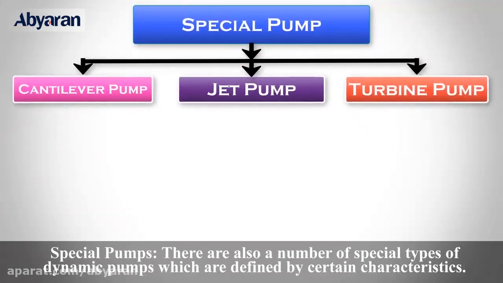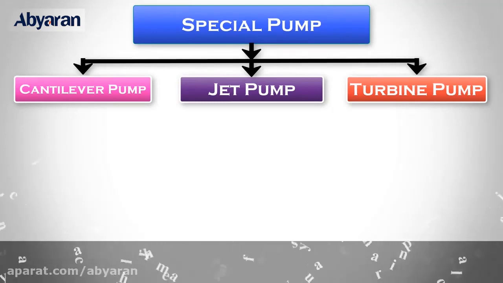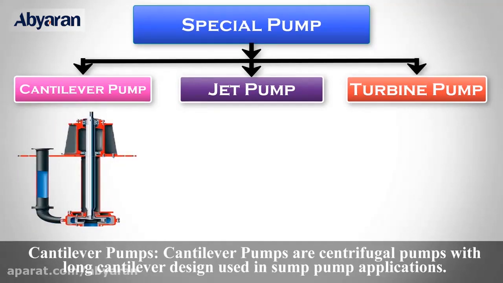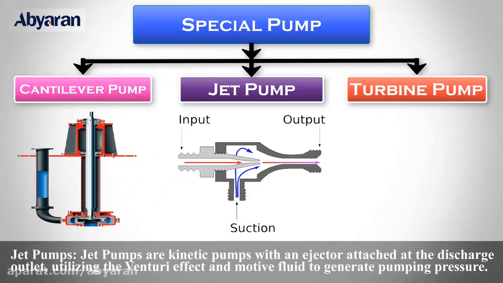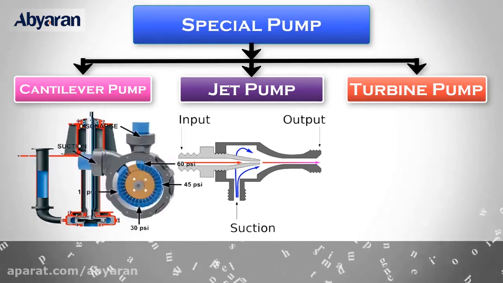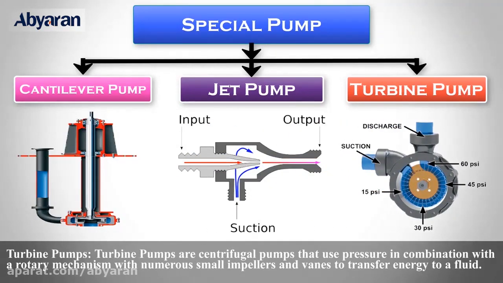There are also a number of special types of dynamic pumps which are defined by certain characteristics. Cantilever pumps. Cantilever pumps are centrifugal pumps with a long cantilever design used in some pump applications. Jet pumps. Jet pumps are kinetic pumps with an ejector attached at the discharge outlet, utilizing the Venturi effect and motive fluid to generate pumping pressure. Turbine pumps. Turbine pumps are centrifugal pumps that use pressure in combination with a rotary mechanism with numerous small impellers and vanes to transfer energy to fluid.